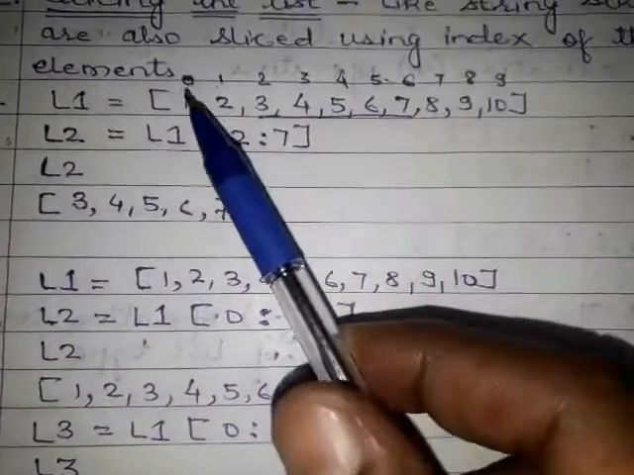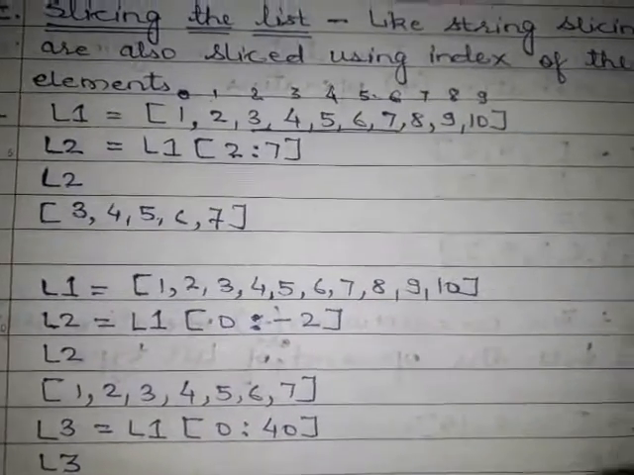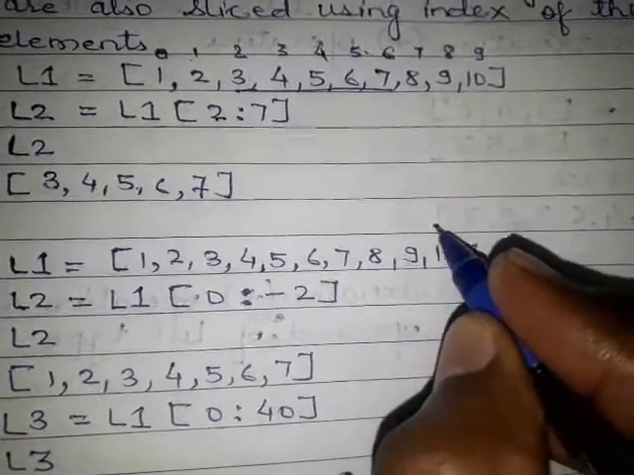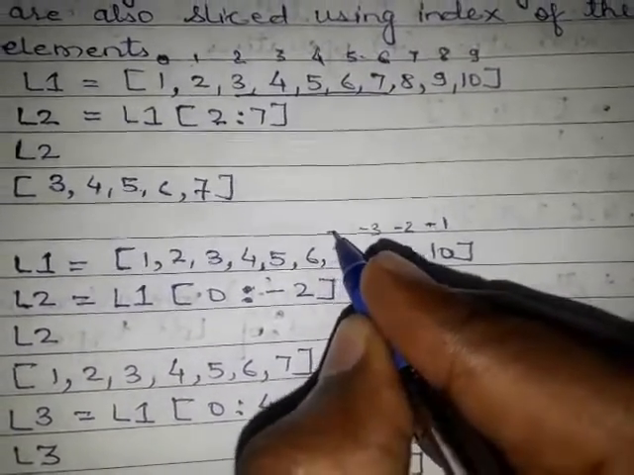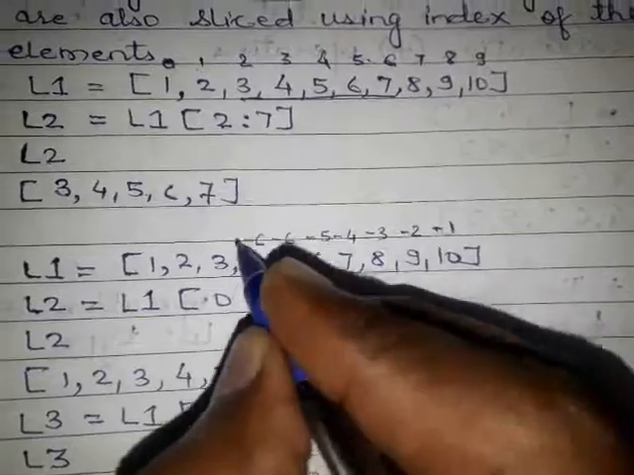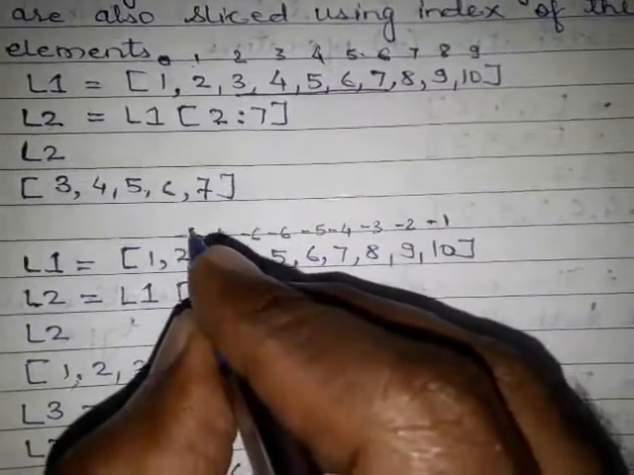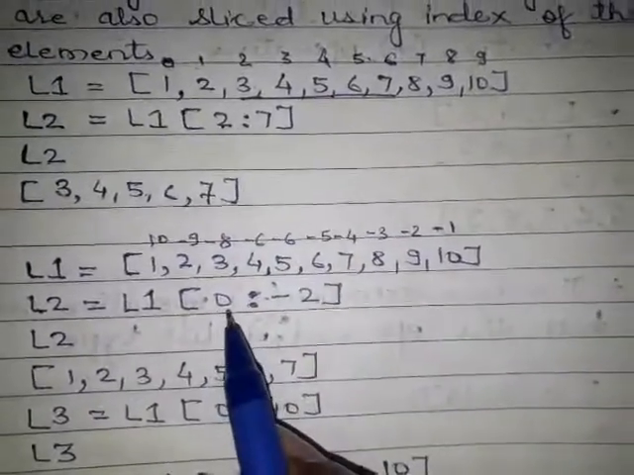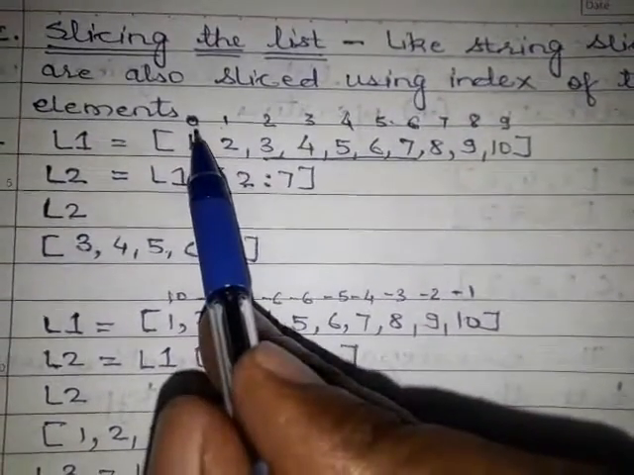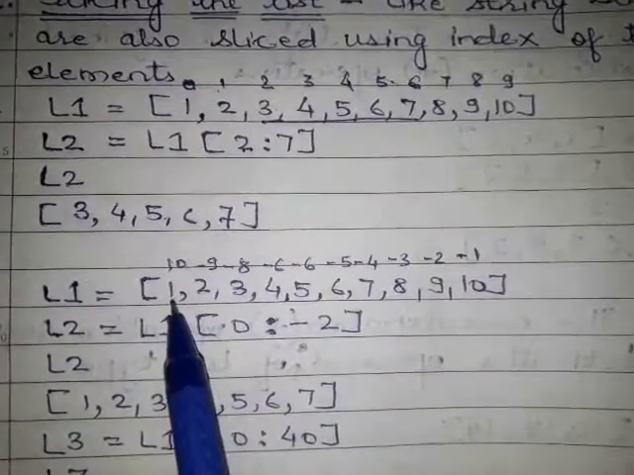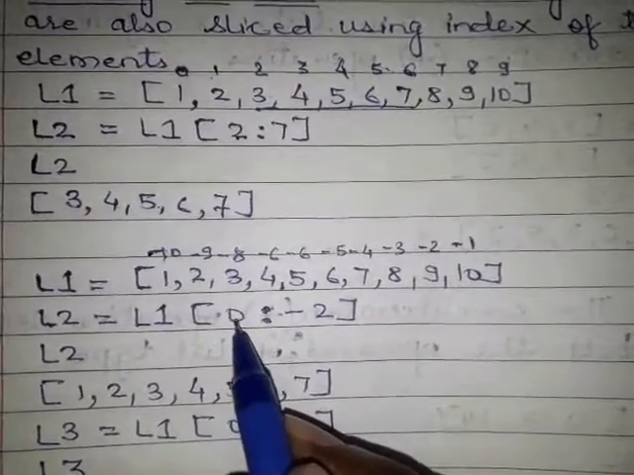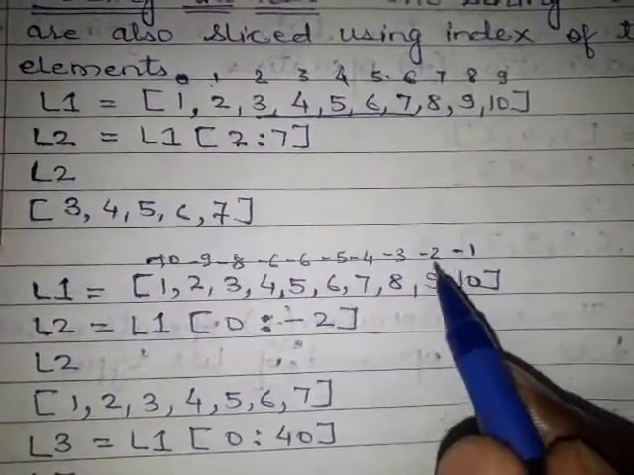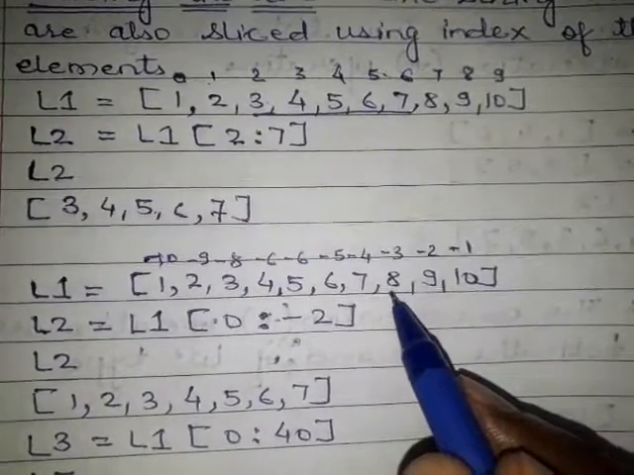So there are two indexing techniques. One is from 0 to the length of the list, and the second is negative indexing. This is negative, minus 1, minus 2, minus 3, minus 4, minus 5, minus 6, minus 7, minus 8, minus 9, minus 10. But 0 is also an index, because 0 is the index of the first element. So it starts from 0, from here. This is minus 10. It starts from 0 to minus 2. Minus 2 is here, but this minus 2 is not included, so we will have to go till here.